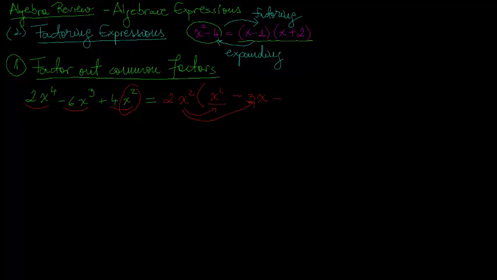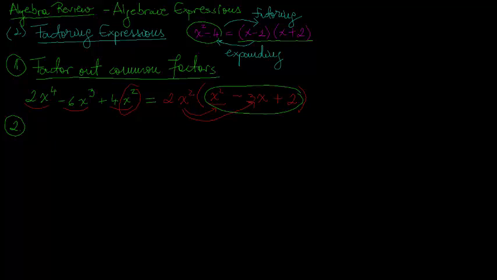And finally, plus, what should I write here in order to get 4x squared when I multiply it by 2x squared? The only thing missing is, of course, the 2, and I have now factored out the common factor. So this is the first technique, and we use it to basically make the expression simpler, because now I can focus on this quadratic expression here, which I will then use other techniques to further factor.